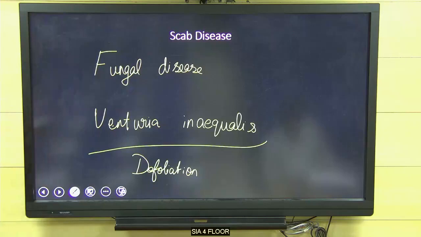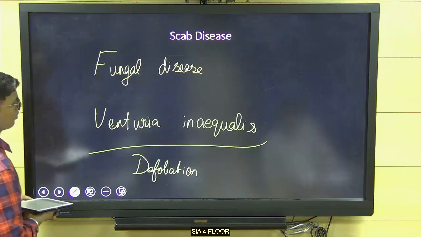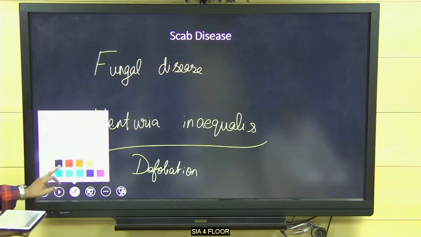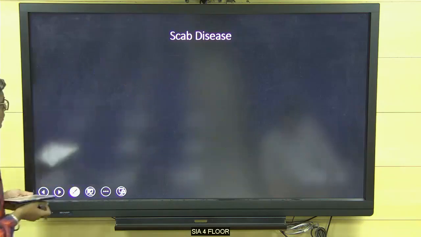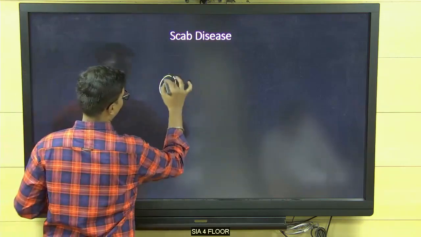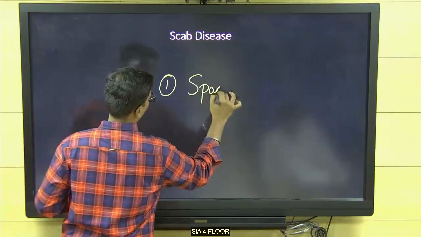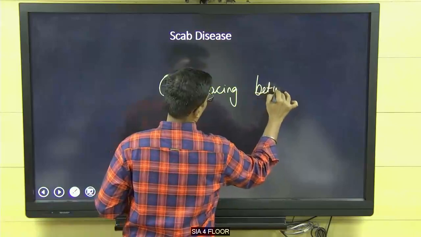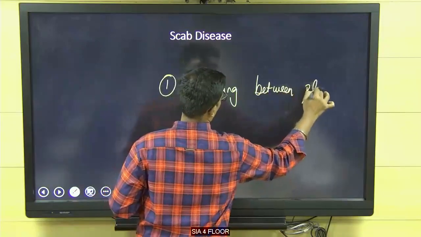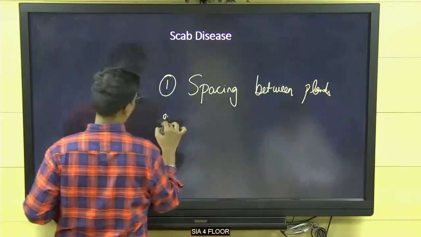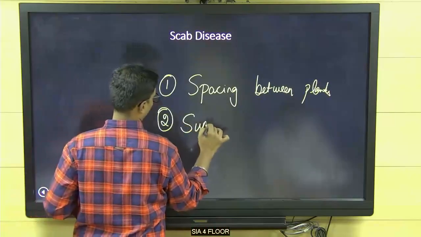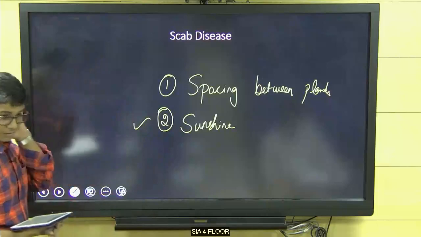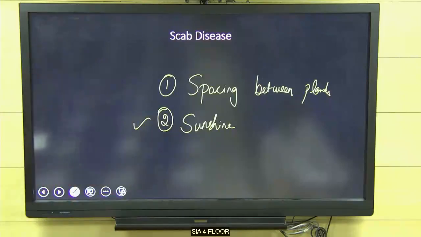This is the best example of how overexploitation of land will cause diseases, because right now the only remedy to control the Venturia inaequalis disease, first thing, is spacing between plants. Second thing, proper sunshine. While the second abiotic factor is not under our control, the first factor is under our control.